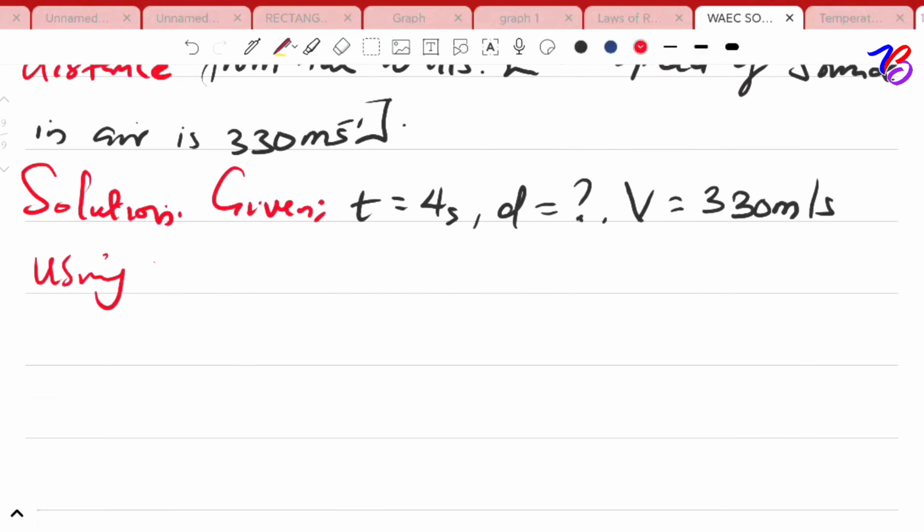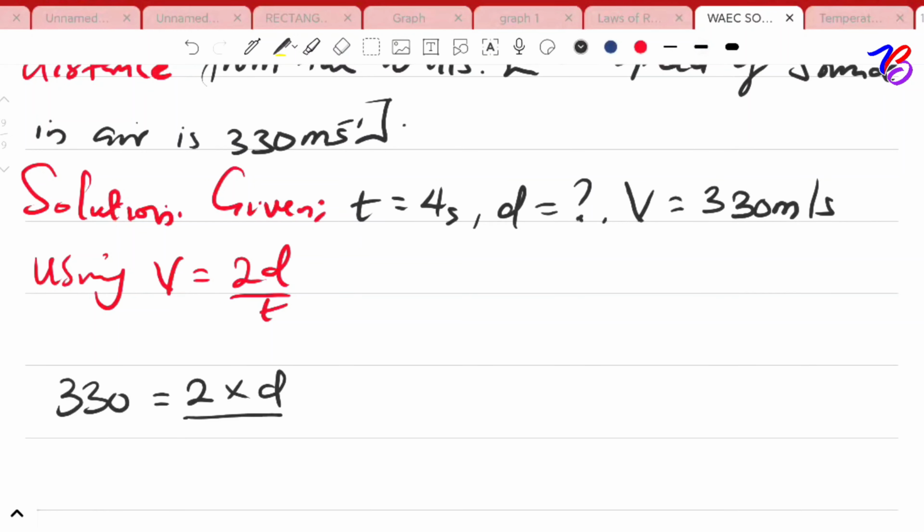So using V is equal to 2D over T, we can now substitute and say that 330 is equal to 2 times D over 4. So from here we can cross multiply. After cross multiplying, we now have 330 times 4 is equal to 2D.